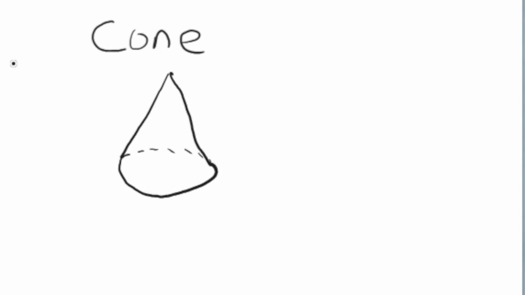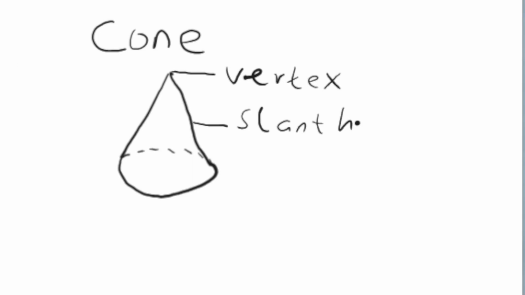So this is how a cone will look like. It has the vertex here, that is the apex where they meet. Then this one is what is called the slant height. This is the slant height, and then this is the circle. The base of a cone is a circle.